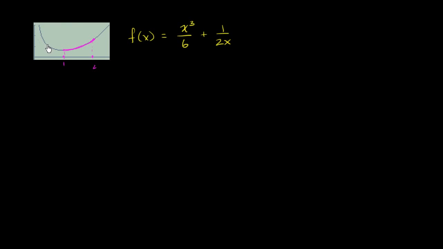This right here is the graph of y is equal to x to the third over 6 plus 1 over 2x. And what I want to do in this video is figure out the arc length along this curve between x equals 1 and x equals 2. And so we've already highlighted that in this purplish color. So I encourage you to pause this video and try it out on your own.